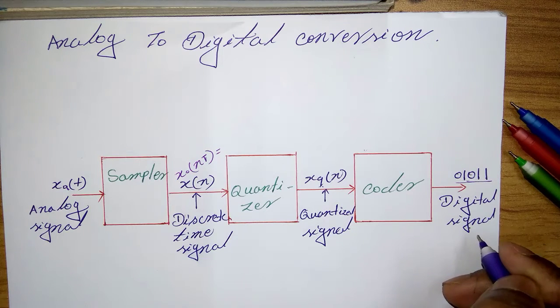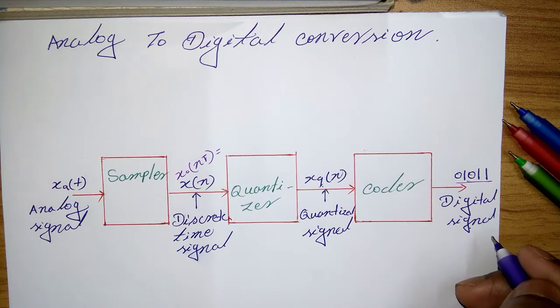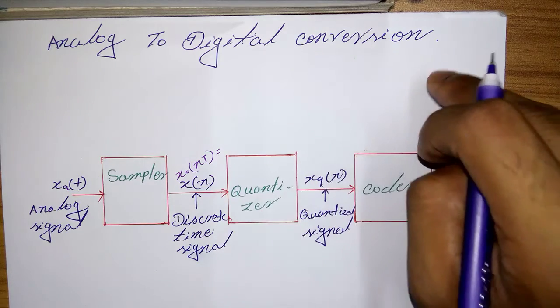The operations of sampling and quantization can be performed in either order, but in practice sampling is always performed before quantization. So that is the analog to digital conversion.